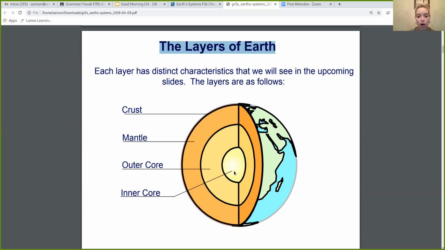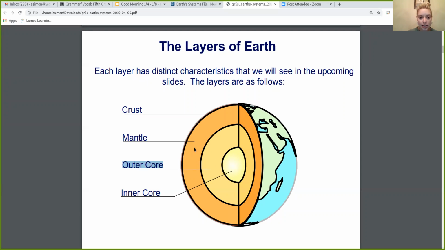So the inner core, like we talked about, is the very center. It's the deepest layer, all the way in the center of the Earth. That's what we call the inner core. It's this light yellow one here. Then outside the inner core, we have the outer core. That was the next layer that was formed. That's this darker yellow.